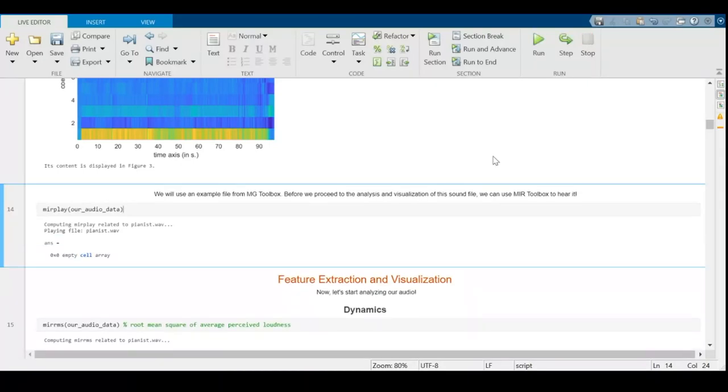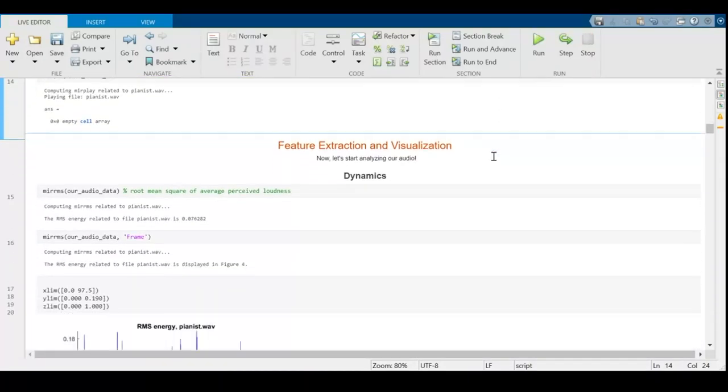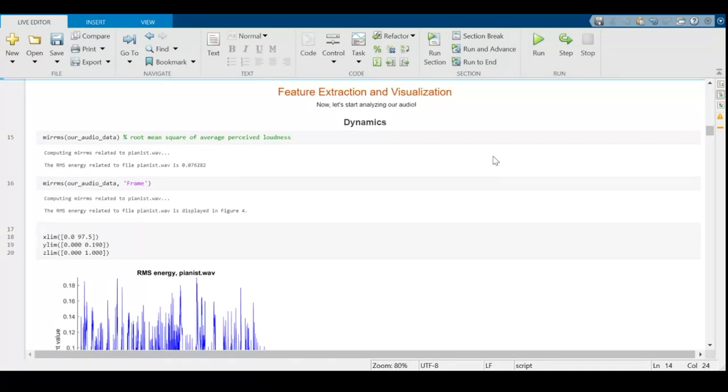Now, it's time to analyze our audio. First, we will investigate the dynamics of our musical audio. This involves quantifying and understanding various aspects of loudness, intensity, and volume changes within our piece.